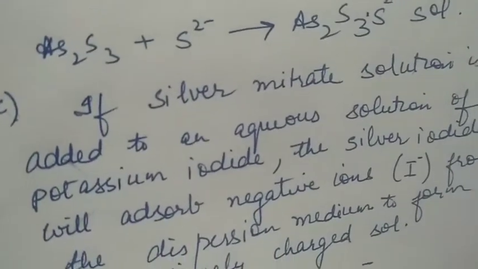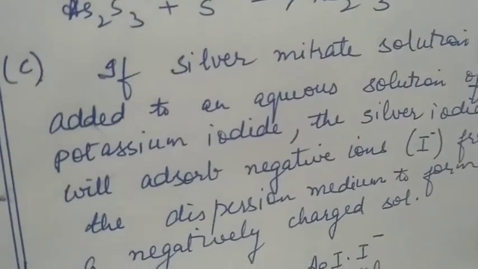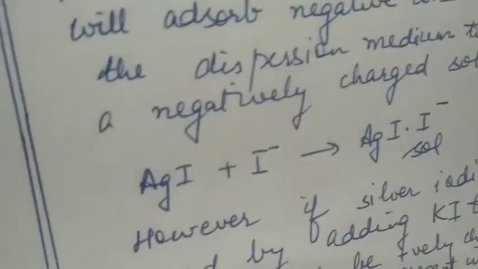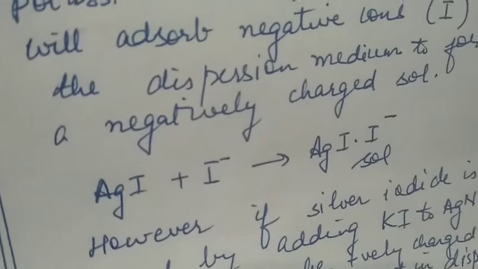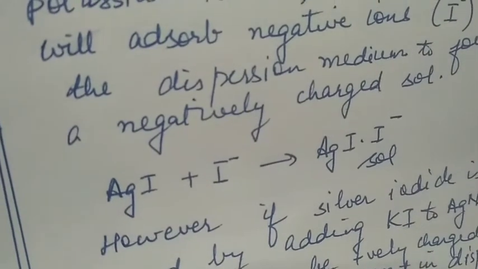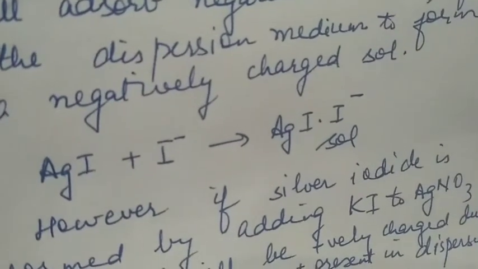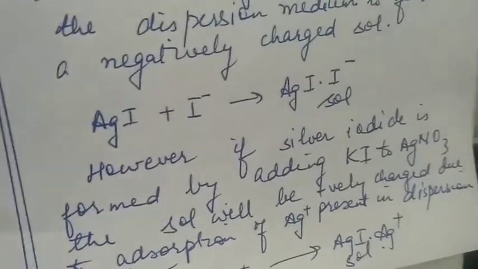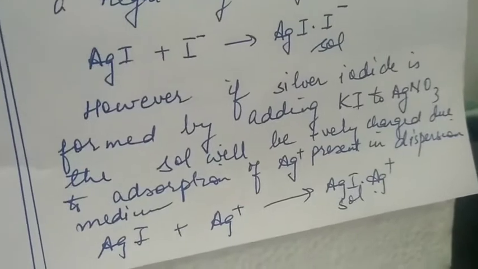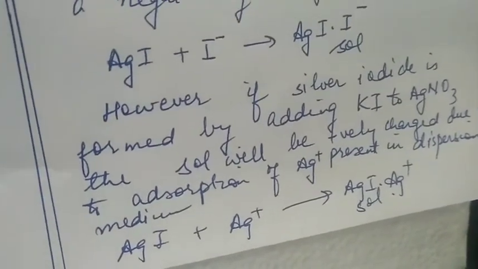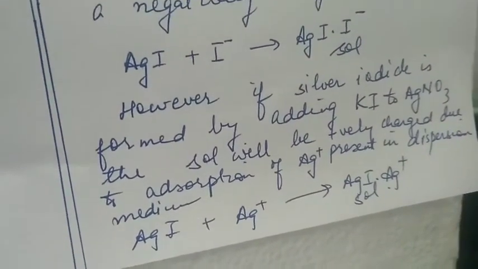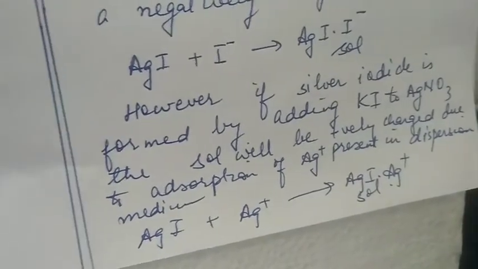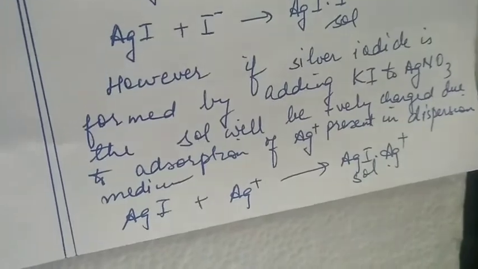Another example: if silver nitrate is added to an aqueous solution of potassium iodide, a negatively charged sol is formed in which iodide ions from the dispersion medium are preferentially adsorbed on the silver iodide. However, if we do the reverse, if silver iodide is formed by adding potassium iodide to silver nitrate, then silver nitrate forms the dispersion medium, and positively charged silver ions are preferentially adsorbed to form a positively charged sol.